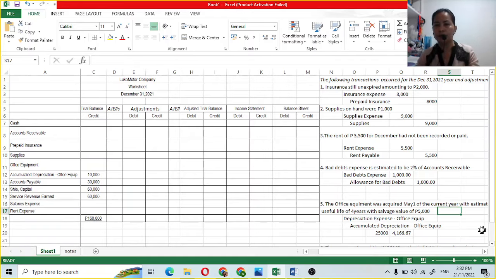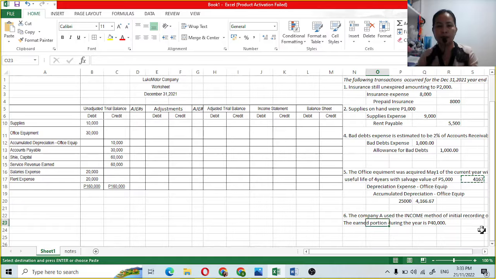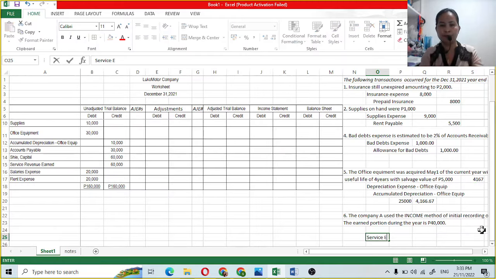And then the company used the income method of initial recording and funds collection. The earned portion during the year is 40,000 out of service revenue, no? So income method to, ano? Income method, 60,000. Meron daw 40,000 dyan na earned. Ibig sabihin, kung income method ang company, kung anong method ang ginagamit ng company, initially, yun yung kina-credit niya. Ibig sabihin, pag adjusting entry, ide-debit po natin si service revenue earned.